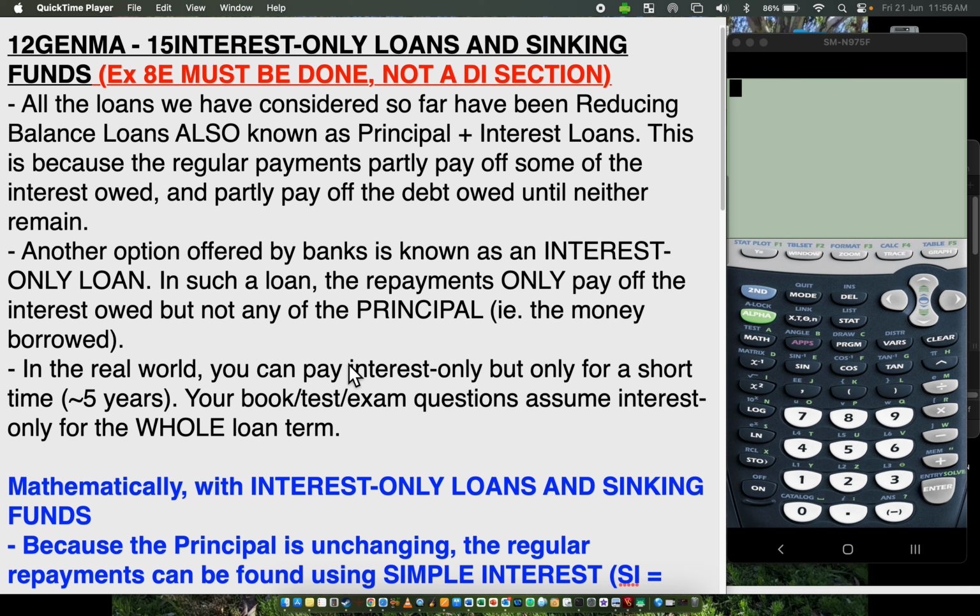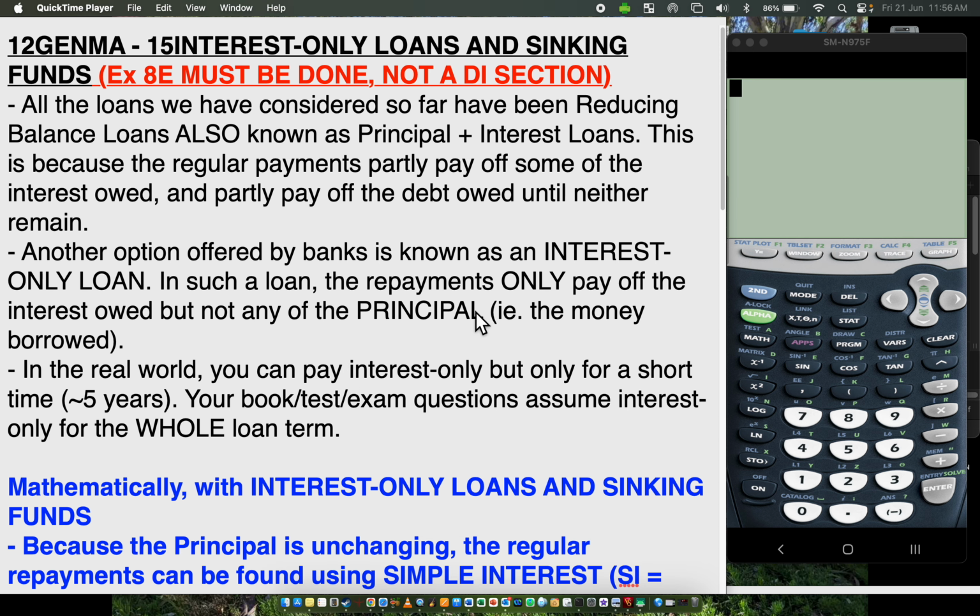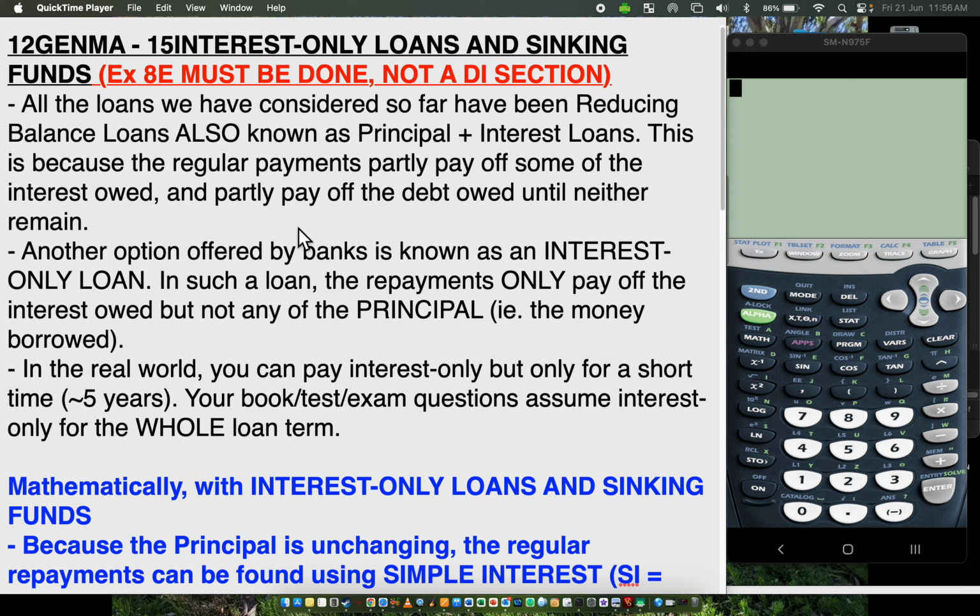Okay, this is the last little bit of content that has to be taught for this topic of finance. Remember, I told you your test is going to be in week 10, obviously during the double lesson on the Thursday. This interest-only loans and sinking funds is covered in exercise 8E. It must be done. It's not a DI section, so you can't practice it only doing the DI.